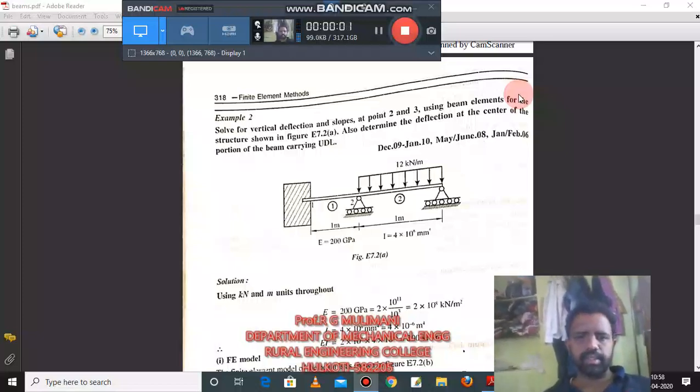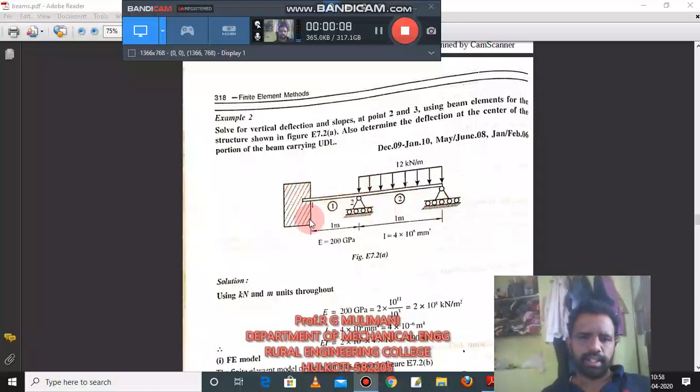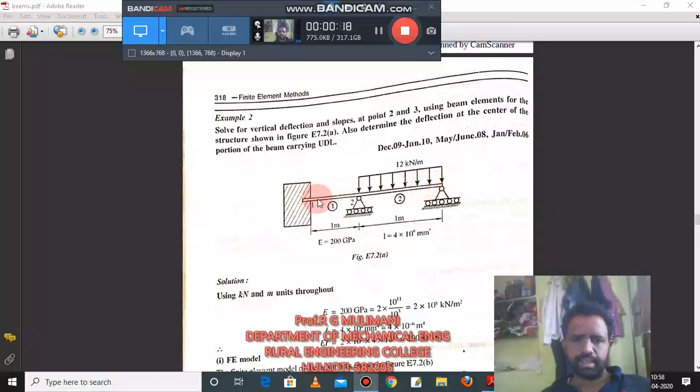Welcome back. In this session we will solve a problem on beams. See here, this is a beam where in some portion there is no load, and in the other portion it is subjected to UDL. So let us consider the portion where there is no load as element 1, and the portion where the UDL is acting as element 2.